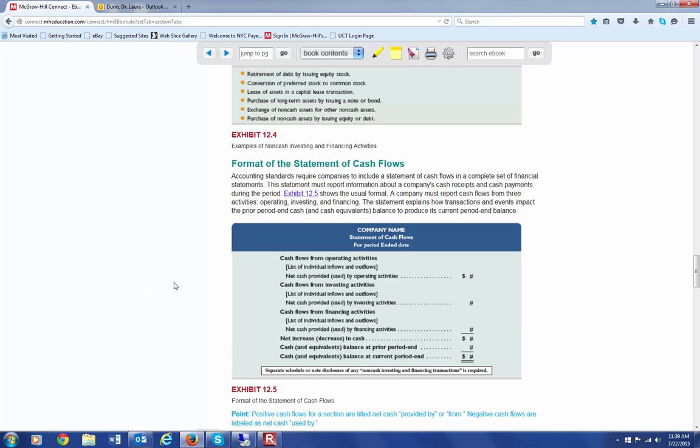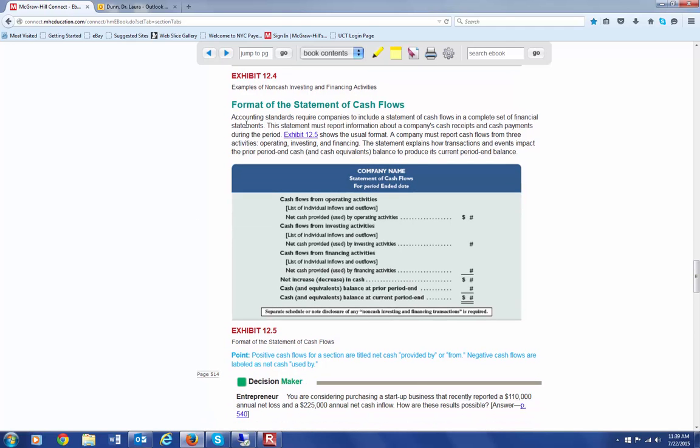All right, so let's look at what a statement of cash flows actually looks like. Accounting standards require companies to include a statement of cash flows in a complete set of financial statements. So this is something that is now required by accounting standards when you have a full set of financial statements. So the first thing is that you put all cash flows from operating activities at the top, then all cash flows from investing, and then all cash flows from financing.